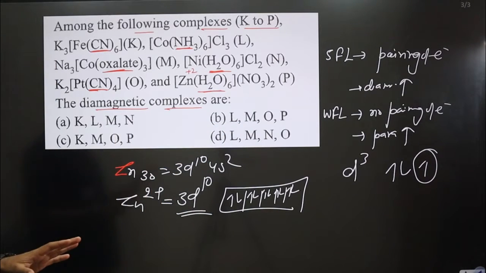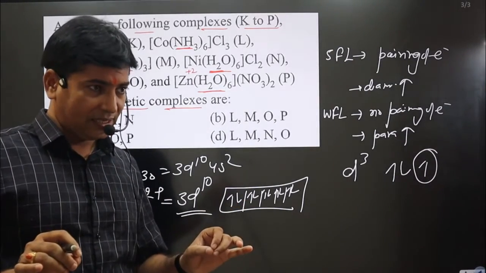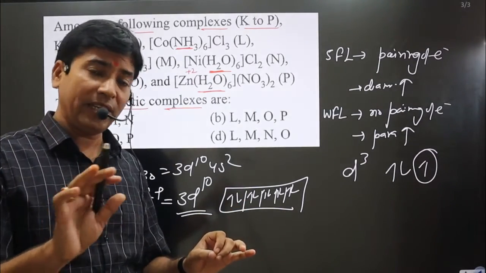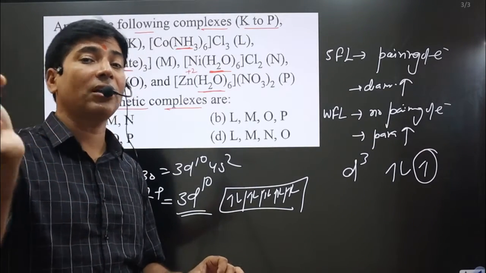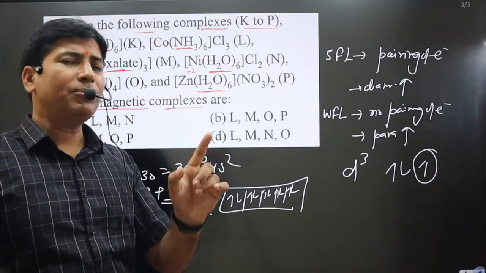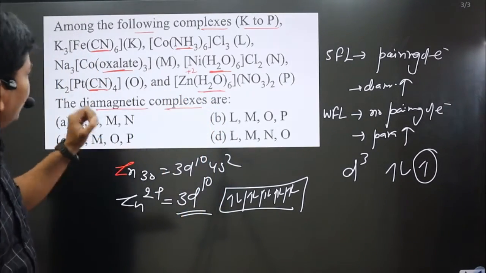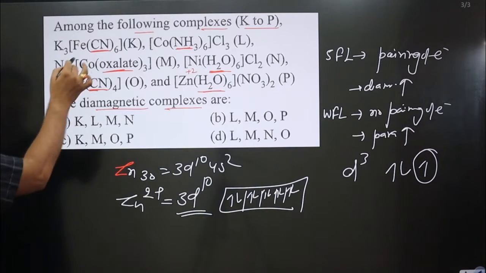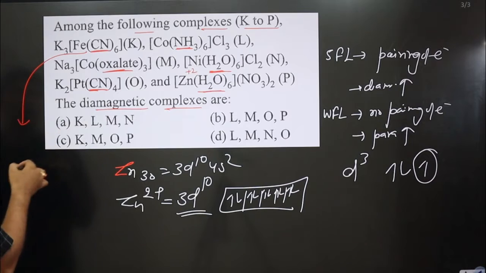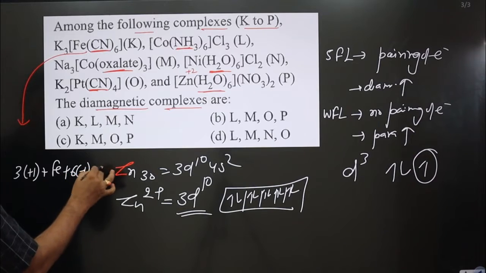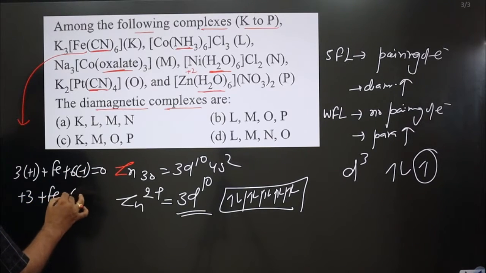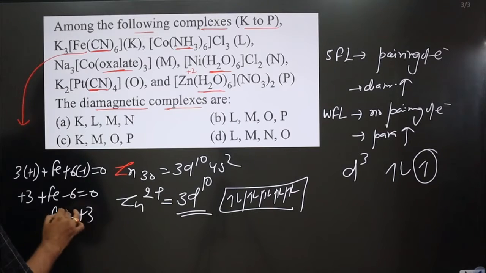Now the second part: we have to identify in which complex the central metal atom has an odd number of electrons, meaning complete pairing of electrons will not take place. The strong field ligand part is already decided. So for the first complex, if you calculate the oxidation number: we have 3 potassium, each plus 1, we have Fe, and 6 cyano groups with minus 1 each, equal to 0. So we have plus 3, plus Fe, minus 6 equals 0. Fe is present in the plus 3 oxidation state.